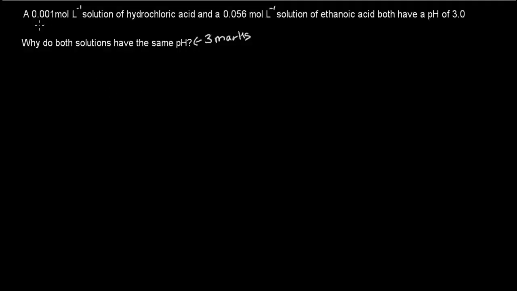The question itself is a 0.01 molar per liter solution of hydrochloric acid and a 0.056 molar per liter solution of ethanoic acid. Both have a pH of 3. Why do both solutions have the same pH? And that's worth 3 marks. So pause the video, and when you're ready, attempt the question.